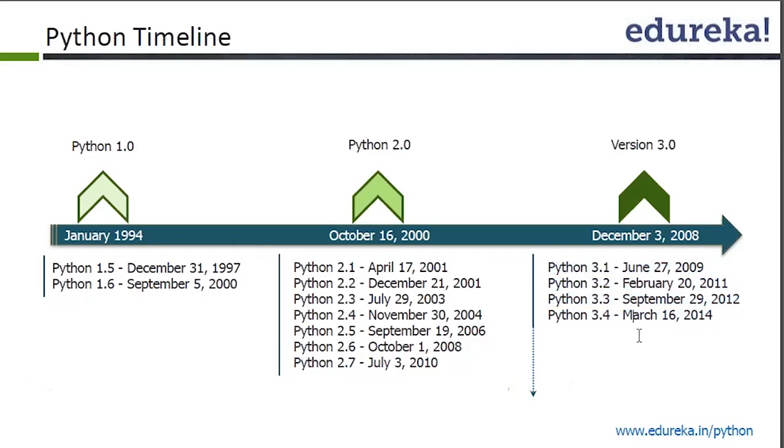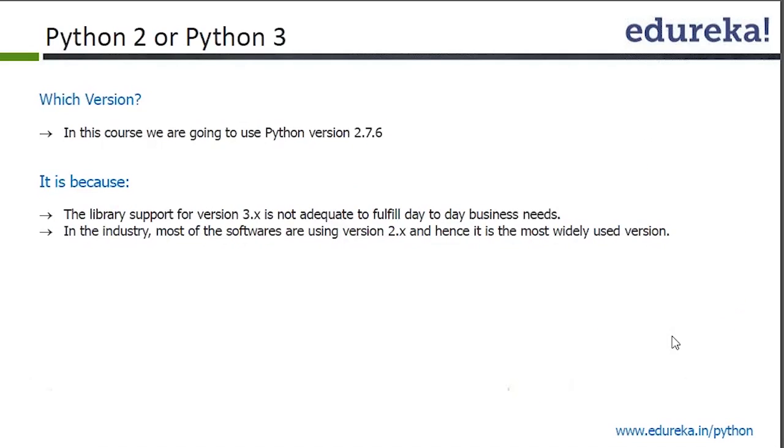They are a little changed from the previous one. They look a little better, but please prefer 2.7 because it's more powerful. Many of the packages which are available in 2.7 are yet to adapt to 3.1, 3.2, 3.3, and 3.4. In this course we are going to use version 2.7. It is because the library support for 3.x is not adequate to fulfill day-to-day business needs. Some of them are coming up.